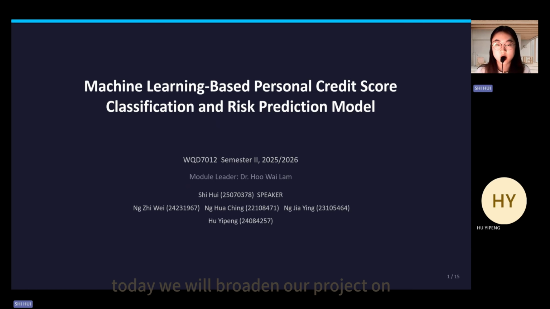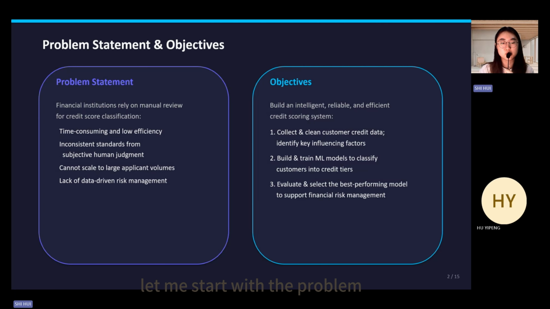Today we will present our project, Machine Learning Investor Personal Credit Score Classification and Risk Prediction. Let me start with the problem.